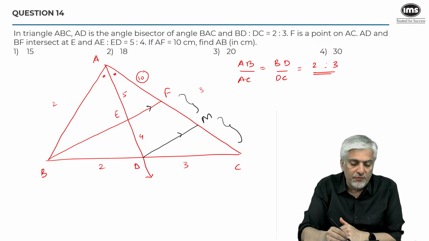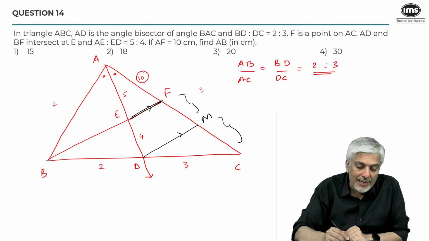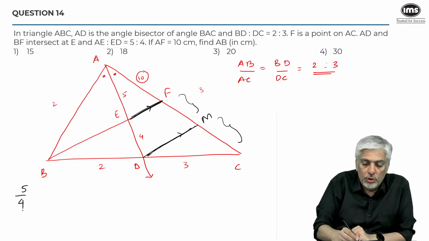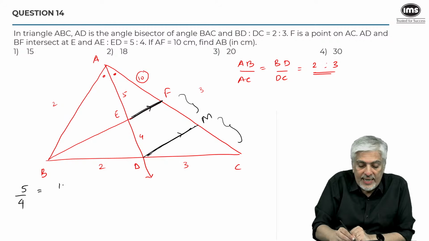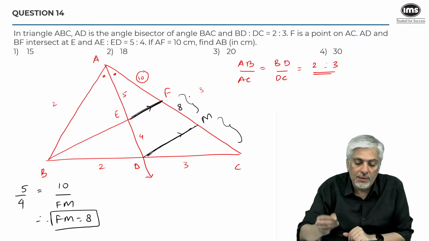So what will you get? You will get 5 upon 4 is 10 upon FM, because this line is parallel over here. So therefore FM comes out to be 8.